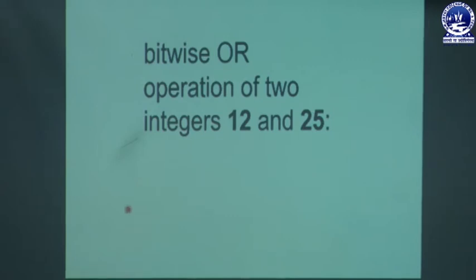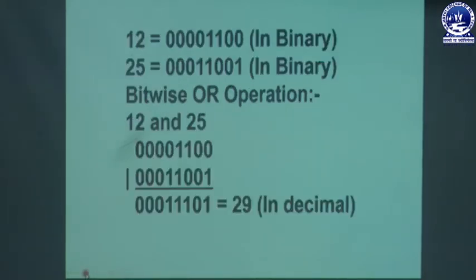Then here we will again discuss the bitwise OR operator by using one example. I have used two integers here, 12 and 25, and we know that we have to convert 12 and 25 into binary format before execution. The binary equivalent of 12 is 0 0 0 0 1 1 0 0, and the binary equivalent of 25 is 0 0 0 1 1 0 0 1.